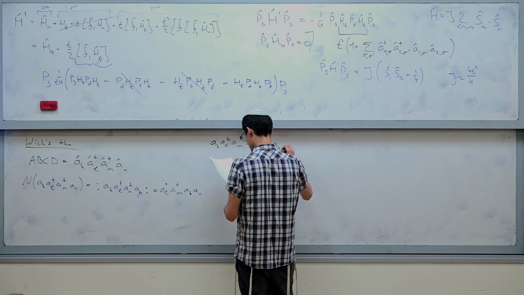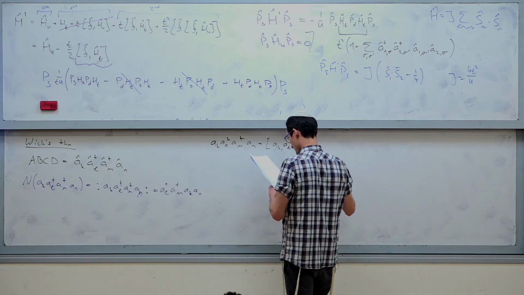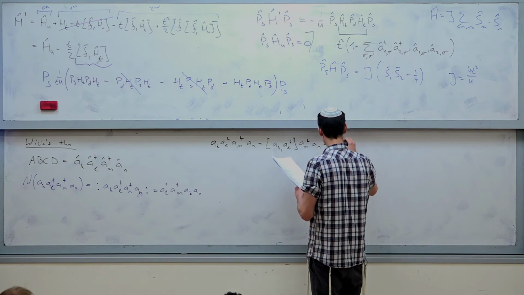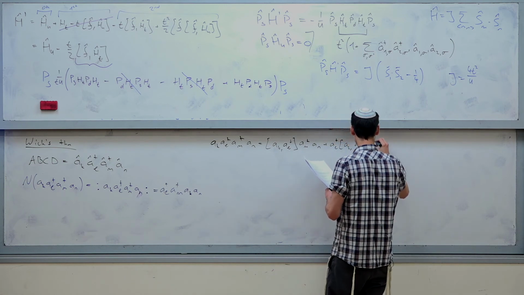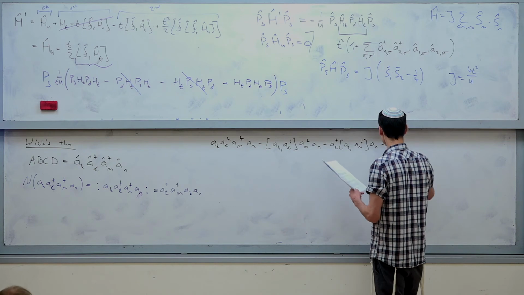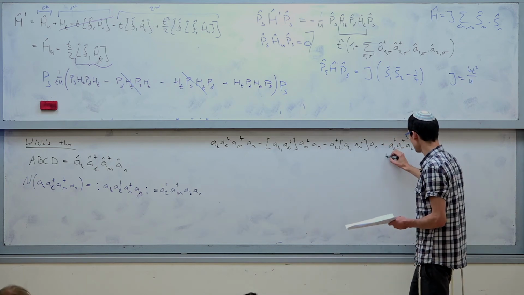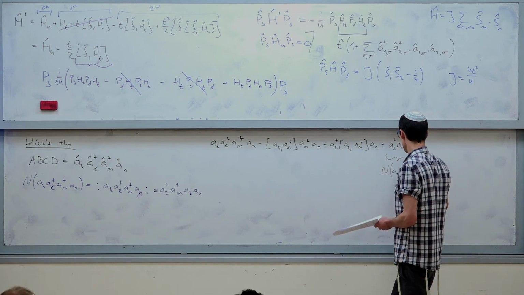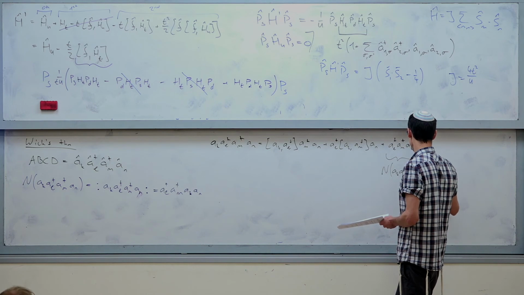So I get AK, AL dagger, AM dagger, AN, plus AL dagger, AK, AM dagger, and AN. And one last term is AL dagger, AM dagger, AK, AN. And this thing here in the end is the same as saying normal order of what I had in the beginning: AK, AL dagger, AM dagger, AN.